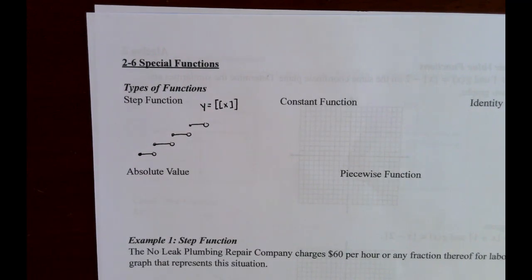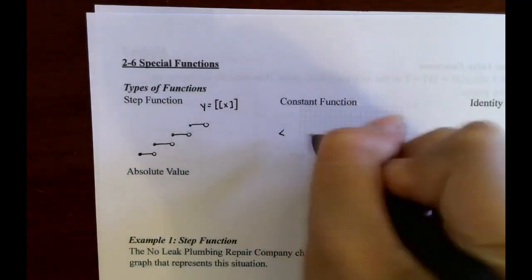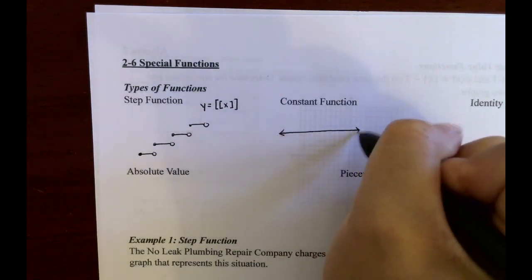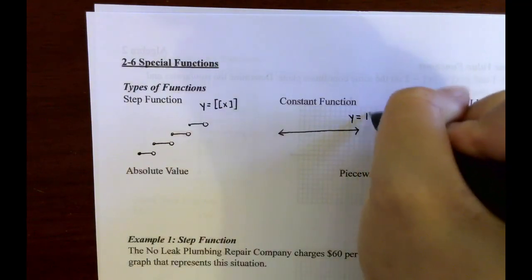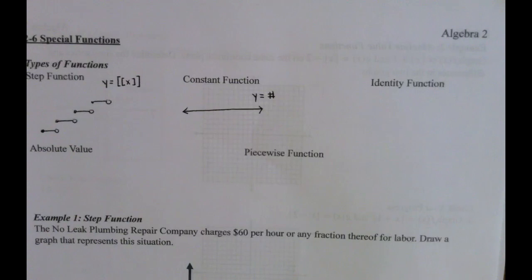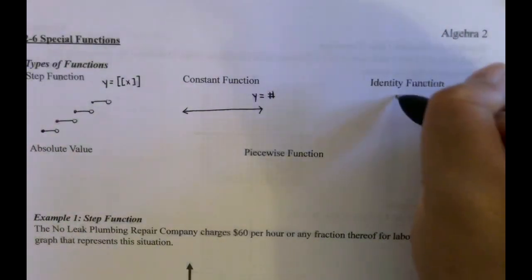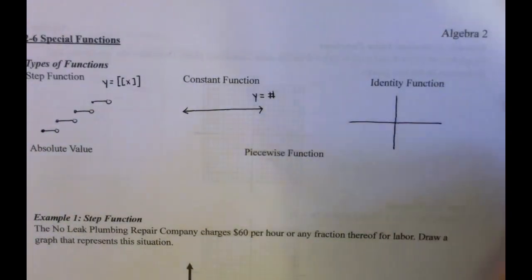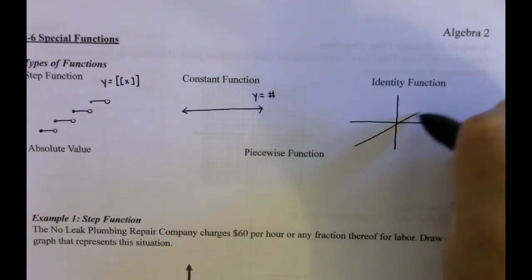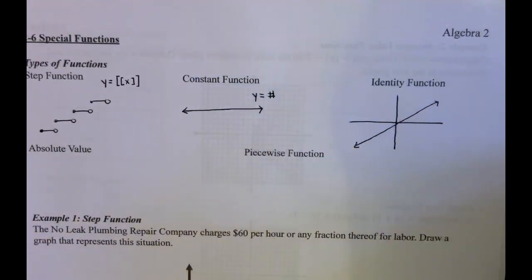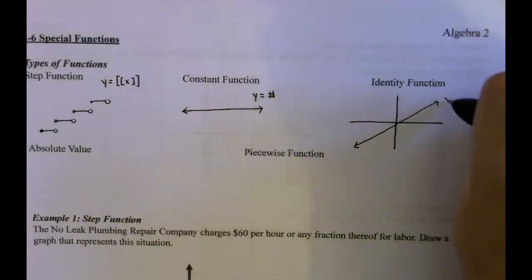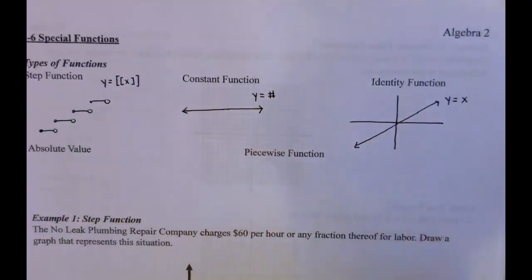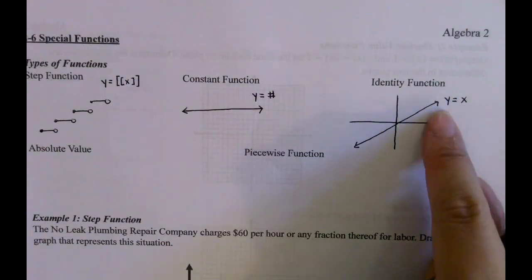Okay. Our constant function is when we have a horizontal line. Okay. For this, it would be y equals a number is your constant function. Your identity function, okay, is exactly the slanted positive line of y equals x. Okay, it's identity because it equals y equals x.